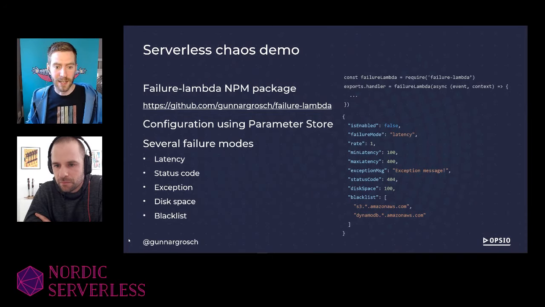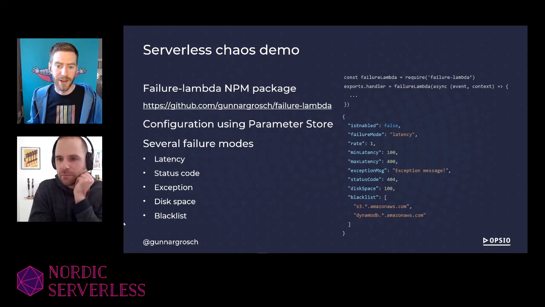We can inject space, or remove space from the disk, rather, inject big files. Or we can do a blacklist. And blacklist means that we're hijacking the calls to services. In this case, in the example to the right, we're blacklisting S3 and DynamoDB, but that could be any call, so it can be to a third party and so on as well. And the Failure Lambda works by wrapping the entire handler of the Lambda function, and then we're controlling it using a parameter in Systems Manager parameter store.